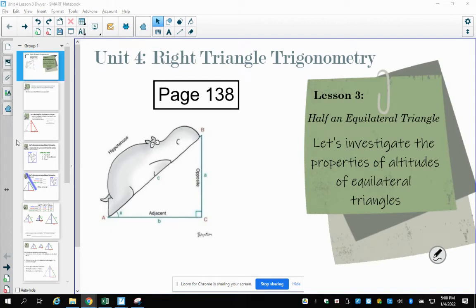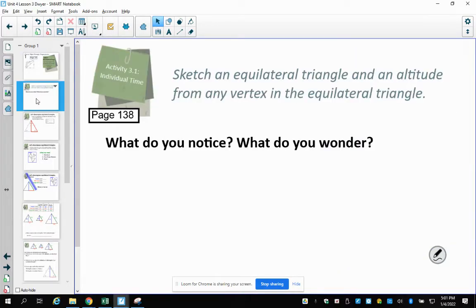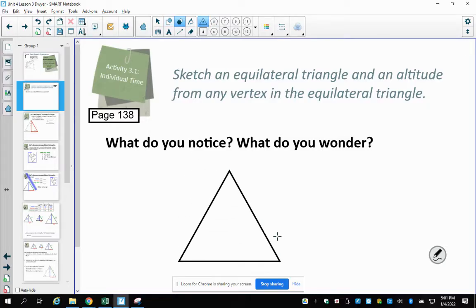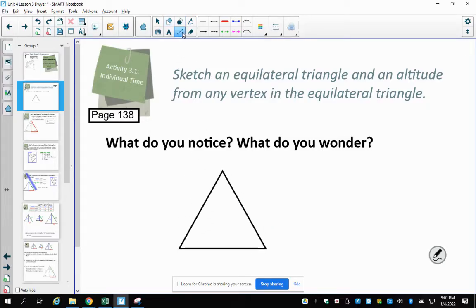In lesson 3, we're going to take a look at half an equilateral triangle, investigating properties of altitudes of equilateral triangles, and it starts on page 138. So the first thing we're going to do in the first activity is sketch an equilateral triangle. Okay, so just draw yourself an equilateral triangle and draw an altitude from any vertex.